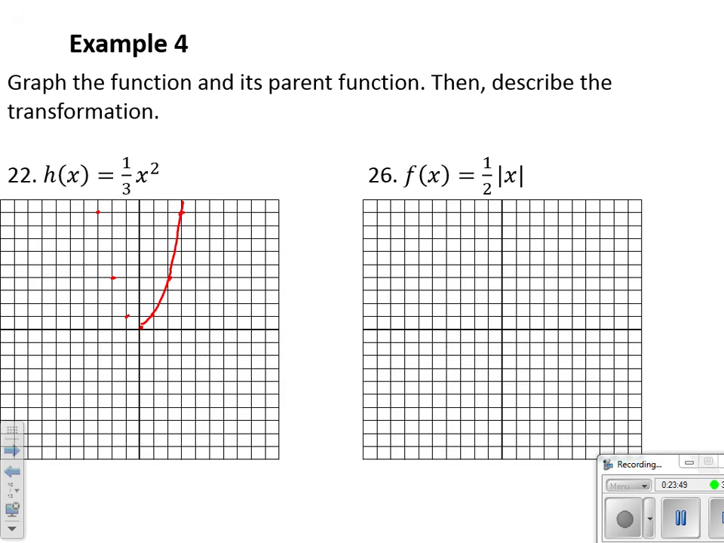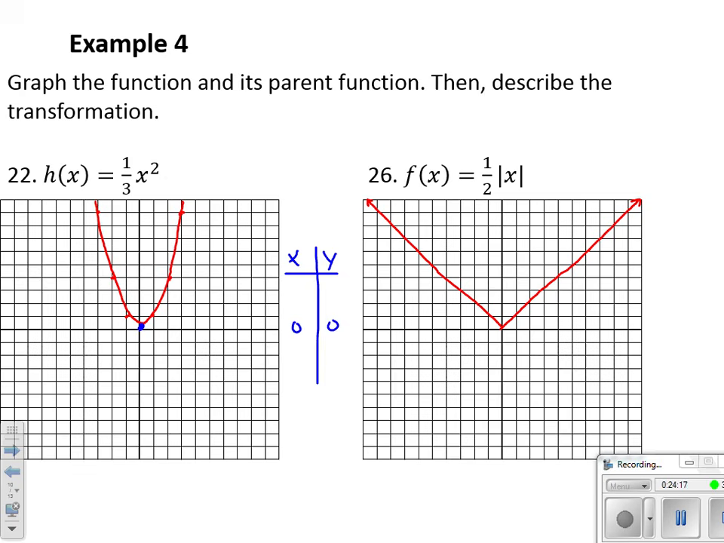Okay, there's our regular x squared and our regular absolute value. When I say regular, I mean parent. All right, and then let's look at a table of values for each one. So for number 22, if I have an x value of 0, then the output would be 1/3 times 0 squared. Okay, so interesting, they have that point in common.